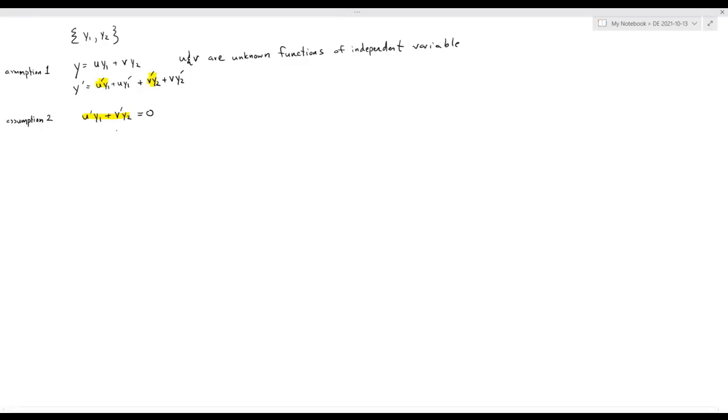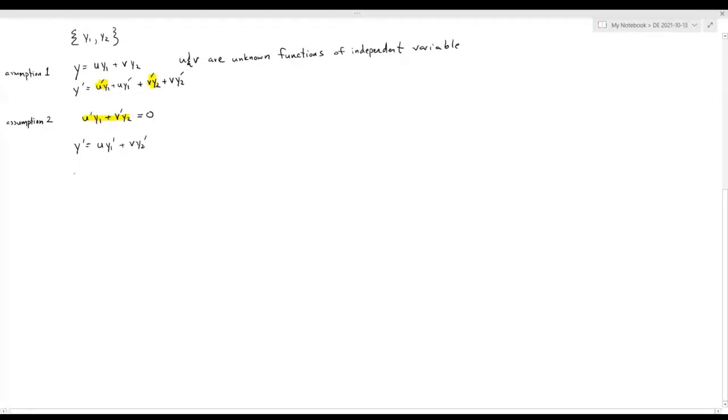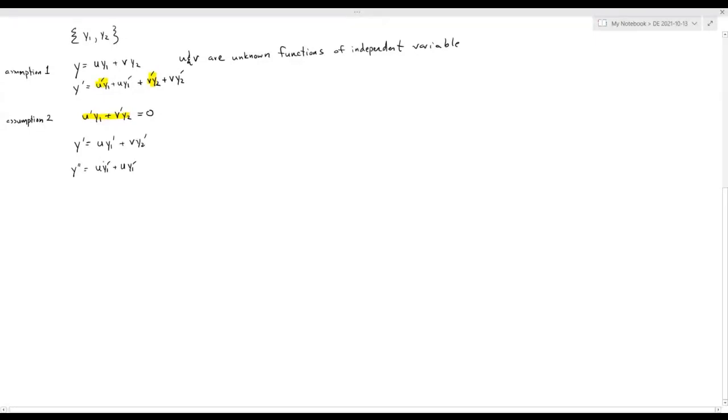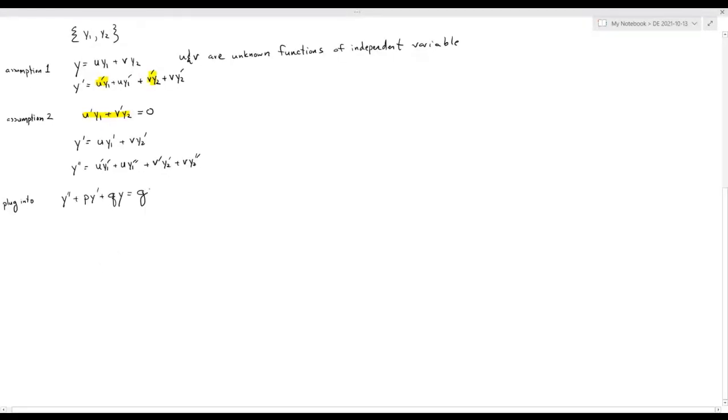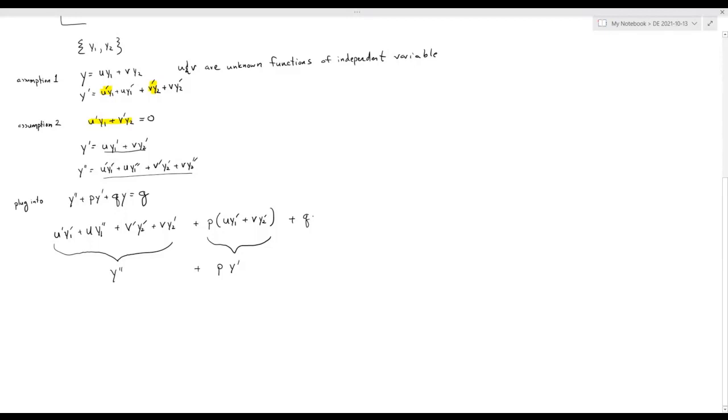Again, my naive justification for this is that it actually works out. So let's update y prime. Now we're going to differentiate again. This is using the product rule on the first term, and this is using the product rule on the second term. Next we're going to plug this into our non-homogeneous differential equation. So we have y double prime, and then p times y prime, and finally q times y.